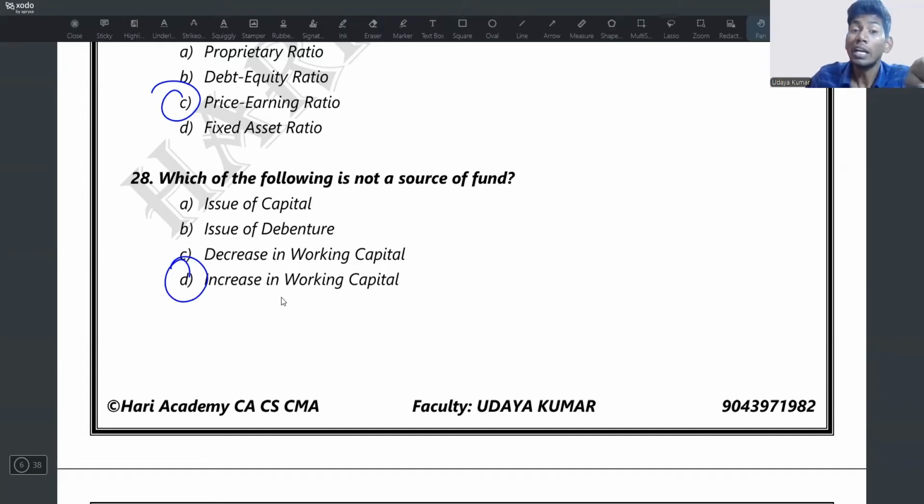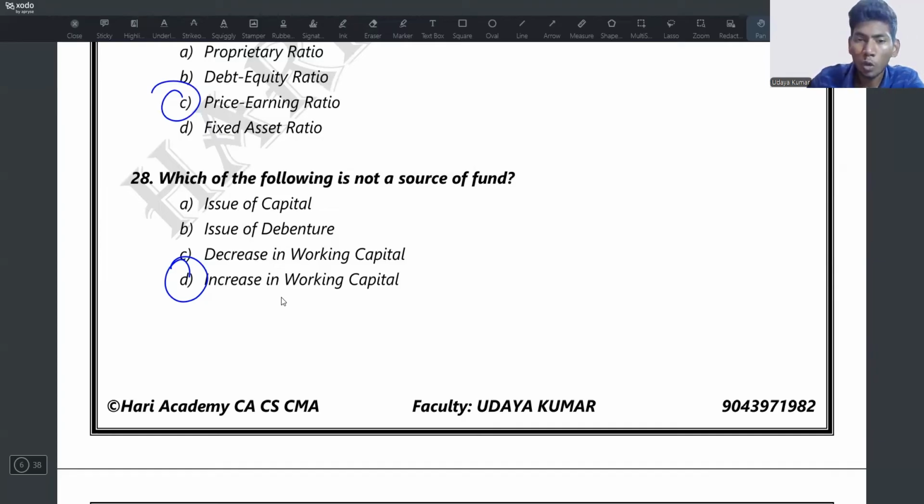Moving to the decrease in working capital. A decrease in working capital implies that current liabilities have increased, related to current assets. What did I tell? Current liabilities have increased. You might think decreasing working capital could not be the answer, but what does working capital mean? Current assets minus current liabilities. So if it is decreasing, it is nothing but current liabilities have increased relative to current assets, freeing up cash and effectively acting as a source of funds.